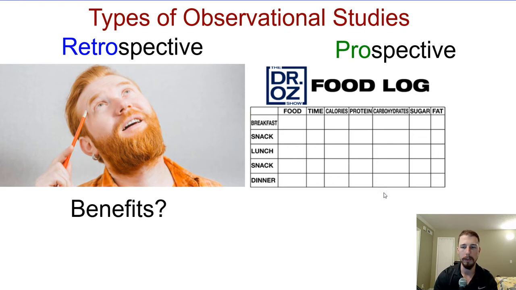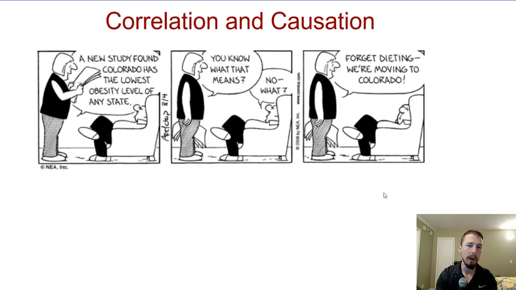We're going to have it much more controlled with prospective than retrospective, but we use retrospective for rare diseases or anything rare.